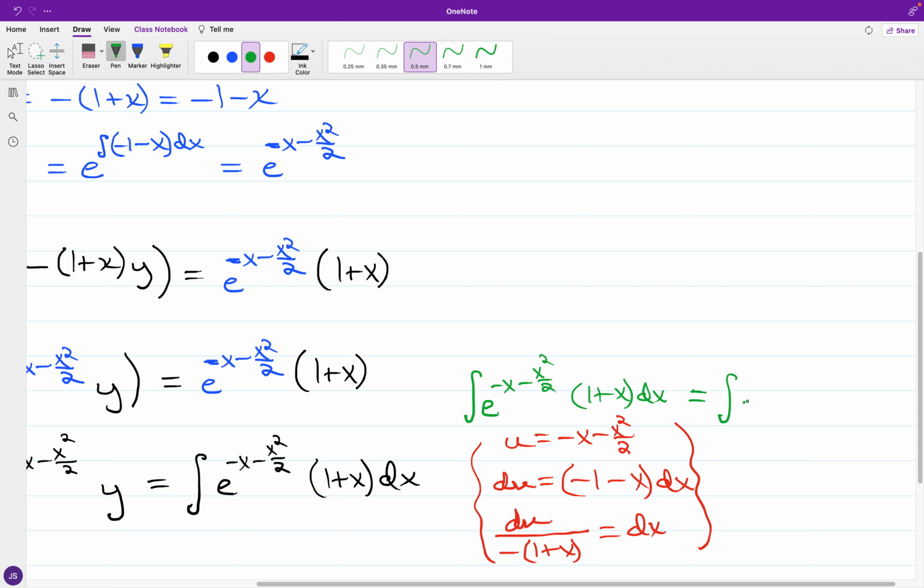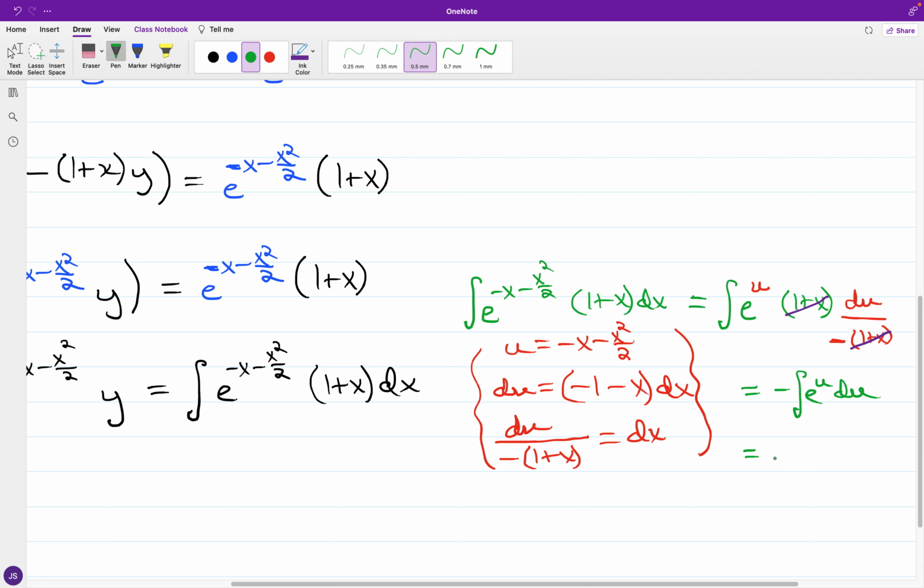So we now have the integral of e to the u times the quantity of 1 plus x. And for dx, again I have du over the negative of the quantity of 1 plus x. And again, be careful with the sign values. So we have 1 plus x to go out, but you have the negative that remains. So this will come down to the negative of the integral of e to the u du.